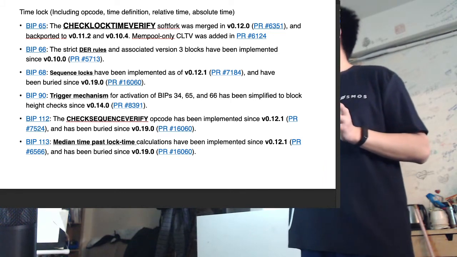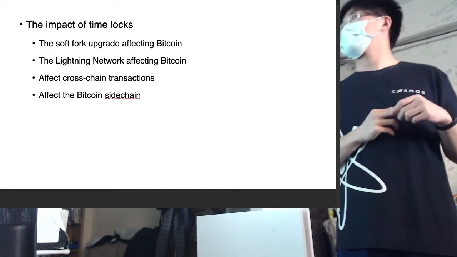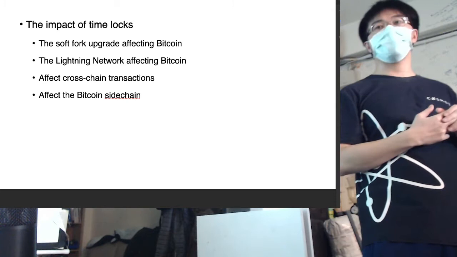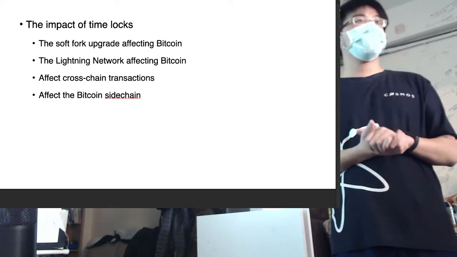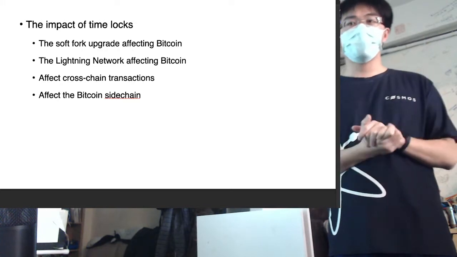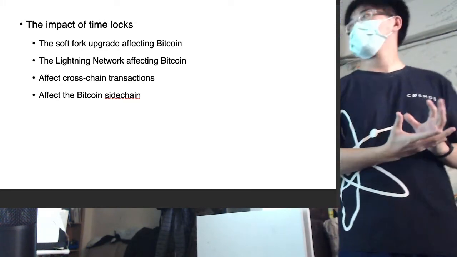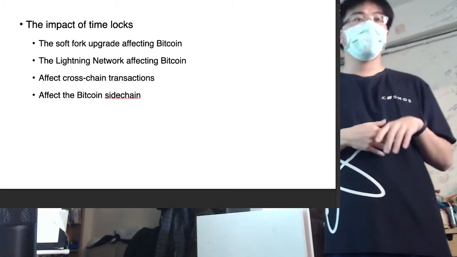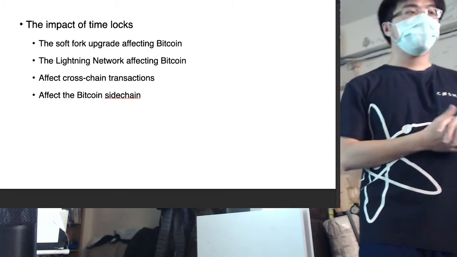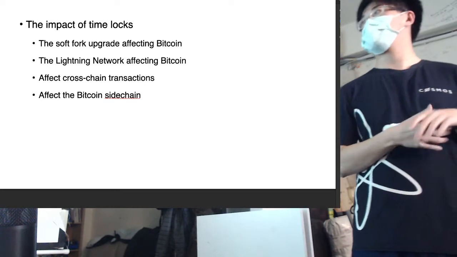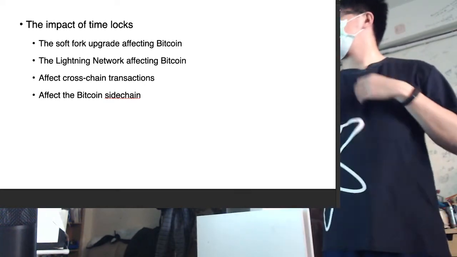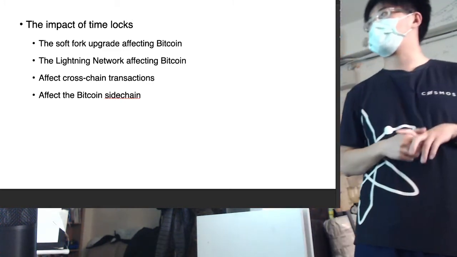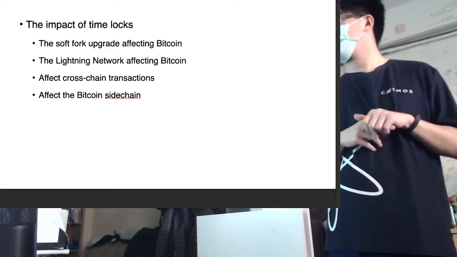Okay, and the next one. So what is the time lock you're going to use for? Softfork. Maybe we can use BIP 9 or BIP 34, and we can make sure when we will finish the update, or when we will finish the voting. Okay. So this is very important for the softfork. And also Lightning Network uses a lot of time lock inside, also check lock time verify or check sequence verify. Yeah. And number 3 is cross-chain. Cross-chain can also add the time lock inside, and also sidechain you can use it in Bitcoin. Yeah.